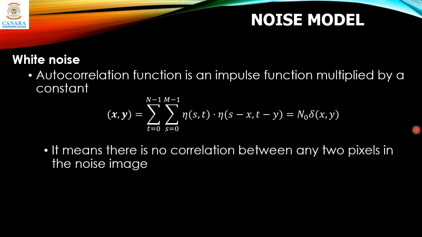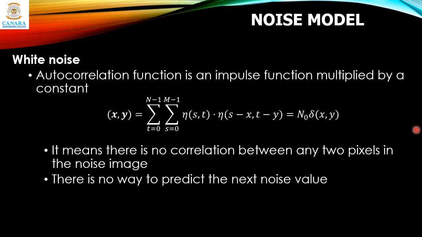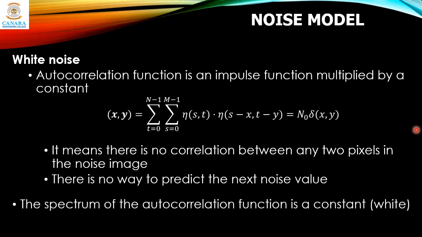It means there is no correlation between any two pixels in the noise image, and there is no way to predict the next noise value. And the spectrum of the autocorrelation function is a constant. Basically, that's why we call it white noise.